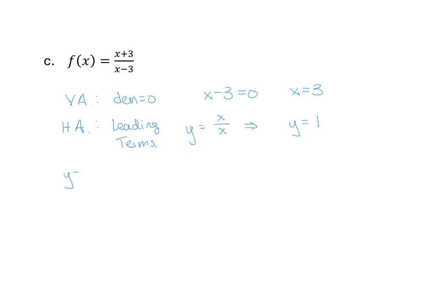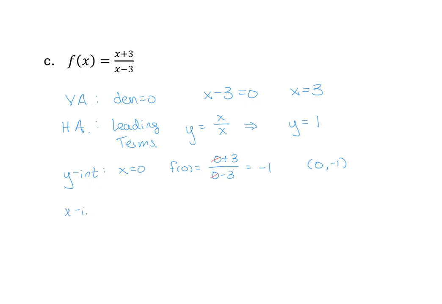All right, for intercepts, if we plug in 0 for x, we get f of 0 equals 0 plus 3 over 0 minus 3. If you simplify this, we get -1. We want this in point form, so this is going to be (0, -1).